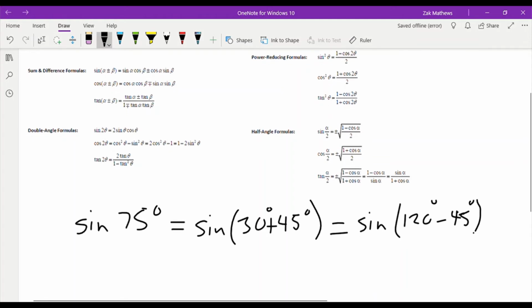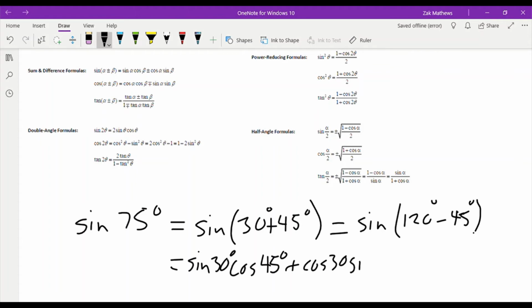I'm going to work with this middle one first, the sine of 30 plus 45. And again, these aren't the only two ways. There's infinitely many ways we could do it. But let's see if these two in fact give us the same answer. So I'm going to have to use my sum and difference formula. And for sine, if I use a plus, I'm going to use a plus here. So I'm going to have sine of 30 cosine of 45, and then I'm going to have a plus cosine 30 sine 45.